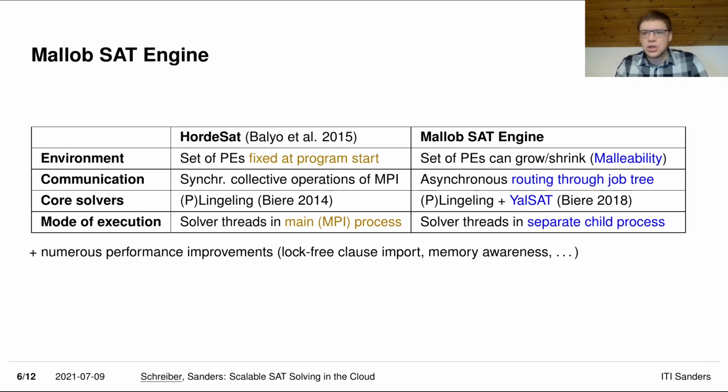And this is a feature that is called malleability in the context of parallel algorithms. Regarding the communication, in Hordesat you have synchronous collective operations which are implemented and provided by MPI, where all of the PEs of Hordesat talk to each other in a regular fashion. In the Mallob SAT Engine we have completely asynchronous point-to-point messages, which in the context of a given job are always routed through the job tree, which itself, as we saw, is malleable and can grow or shrink.